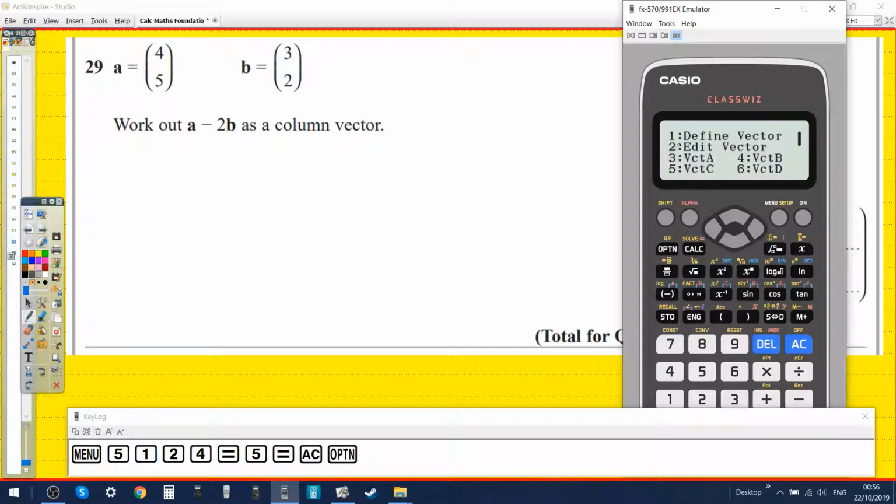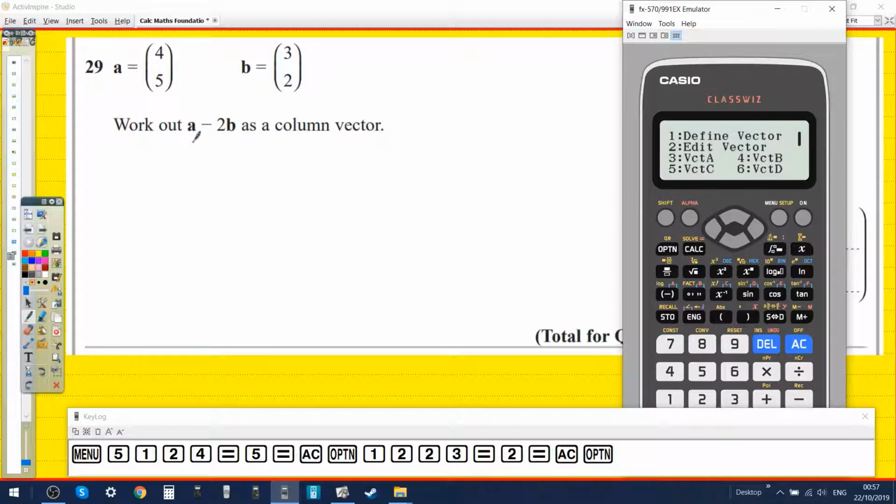Option. Define vector. We have one more vector to define. What is the name of the vector that we have to define? Its name is B. Press 2. Vector B. Dimension 1, 2. 2 things. Press 2. This is the vector 3, 2. 3 equals, 2 equals. And that is it. AC to save it.